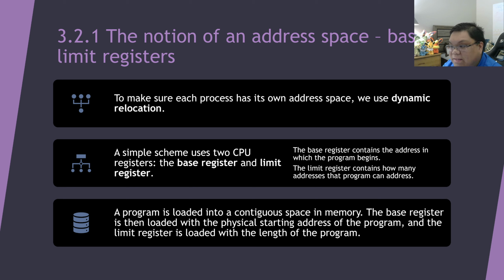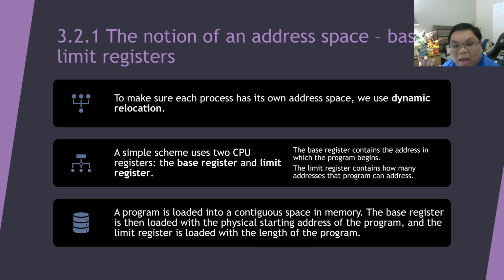The first one is a base register, and the other one is a limit register. The base register contains the address in which the program begins, the starting position of the program. The limit register contains how many addresses that program can address. Basically, the size of the program. Where does this program start? And how large is this program?